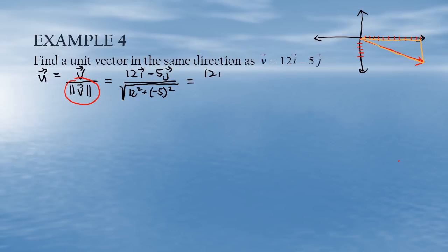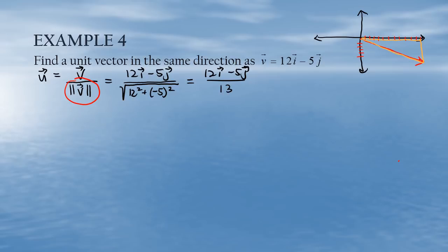And so I get 12i minus 5j. And let's see, 12 squared is 144. Negative 5 squared is 25. If you add those up and you take the square root, I think that's a nice number. So it comes out as 13.